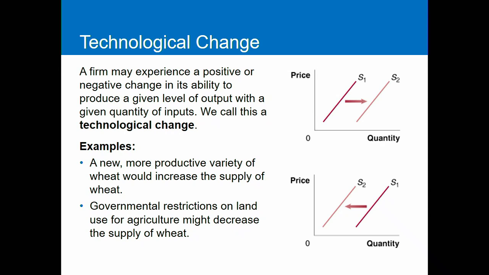Another example, government restrictions on land use for agriculture may decrease the size of the wheat crop because they just have less land to use. So for that example, government restricts land, that's going to decrease the supply, so we're going to shift the supply curve to the left. So we'll move from curve S1 to S2.